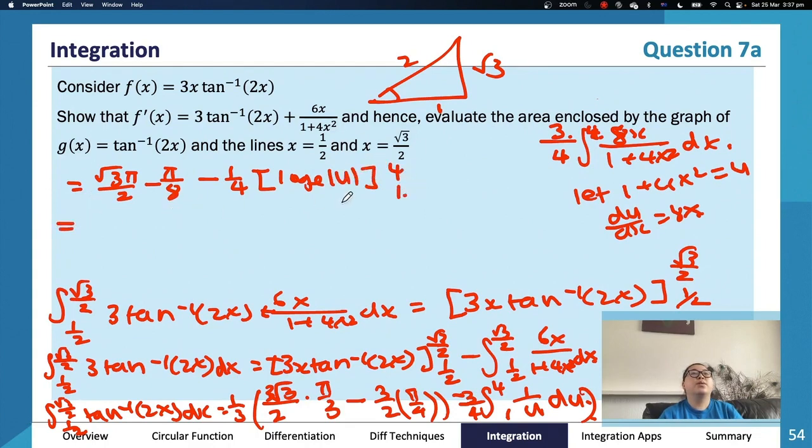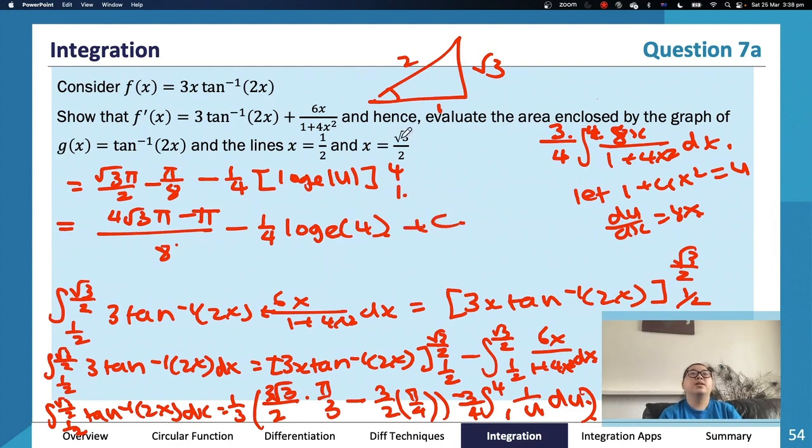So that's going to be equivalent to saying, if we times that by 4, that'll be 4 root 3 pi minus pi, all over 8, minus 1/4 of log e, so that's log e 4 minus log e 1. Log e 1 is just 0, so it's just log e 4. Right? Okay, cool. And then we make sure to do the plus c.